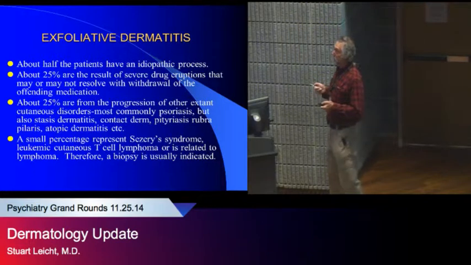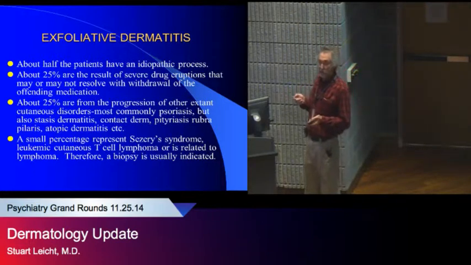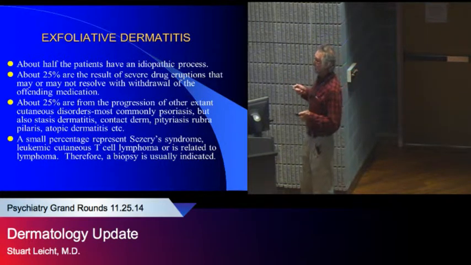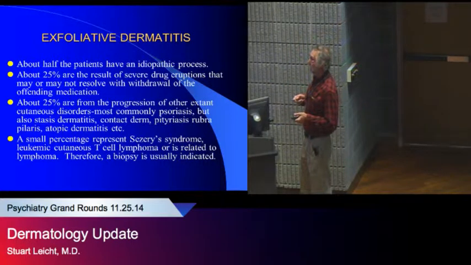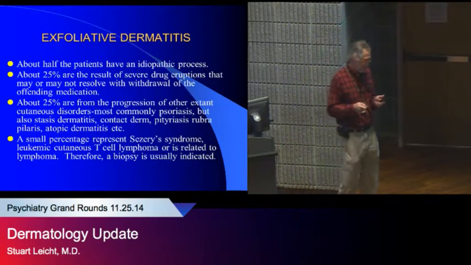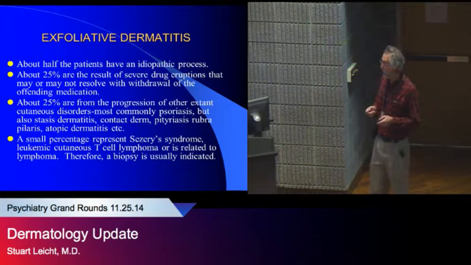About 25% are from progression of other disorders. I told you stasis dermatitis can do this. Psoriasis is very common. Contact dermatitis, a few other diseases, pityriasis rubra pilaris. We just saw a patient in clinic the other day that has this. A small percentage represents Sézary syndrome, which is leukemic T-cell lymphoma or just an extension of T-cell lymphoma.